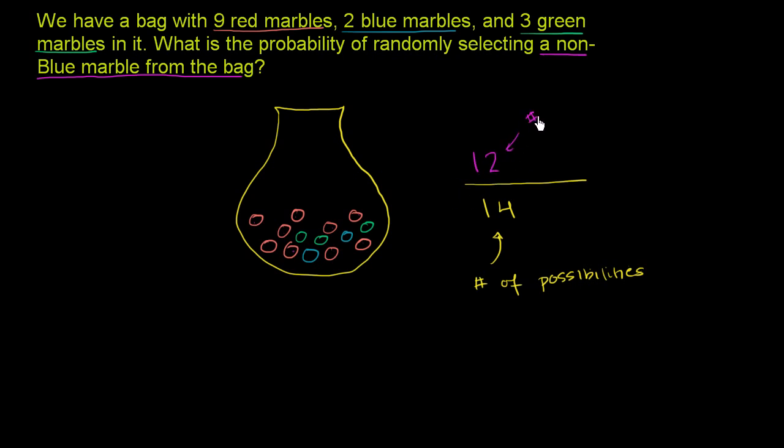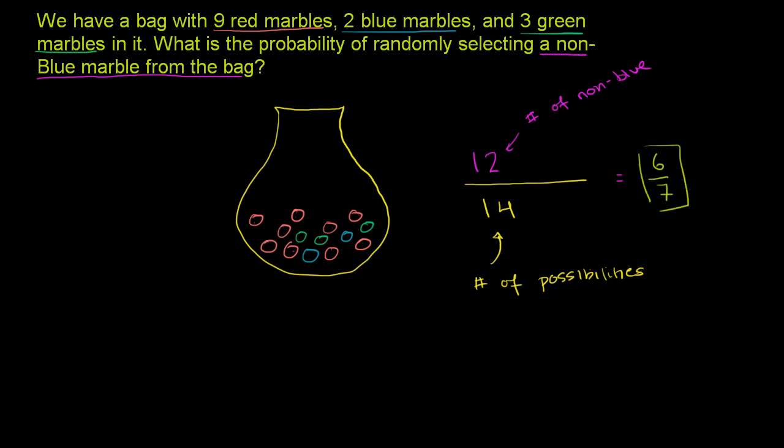So that's the number of non-blue. So these are the possibilities that meet our constraints over all of the possibilities. And then if we want to, this isn't in simplified form right here, since both 12 and 14 are divisible by 2. So let's divide both the numerator and the denominator by 2, and you get 6 over 7. So we have a 6/7 chance of selecting a non-blue marble from the bag.